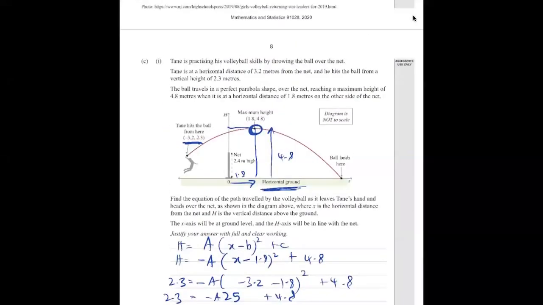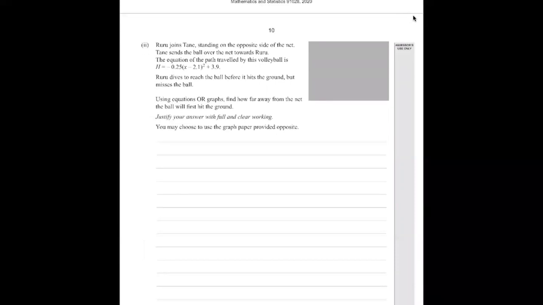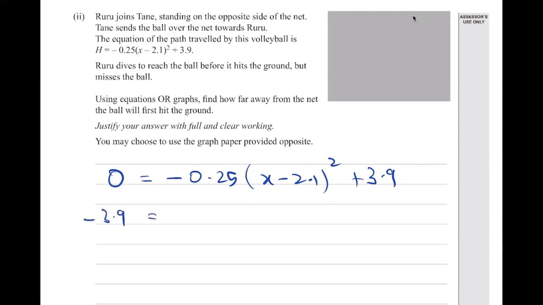In other words, the ball hits the ground when the height is 0. It might bounce and all the rest of it, but it talks about when it first hits the ground. So we're going to set this equation equal to 0 and then go ahead and solve it. So new equation: 0 equals negative 0.25 (x minus 2.1) squared plus 3.9. Height, when's the height equal to 0? Right, let's shift that 3.9 over. So we subtract 3.9 from both sides.